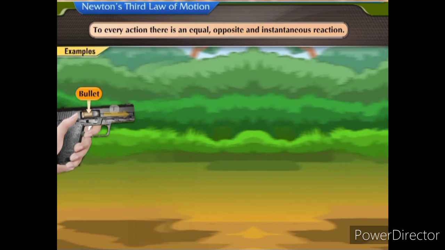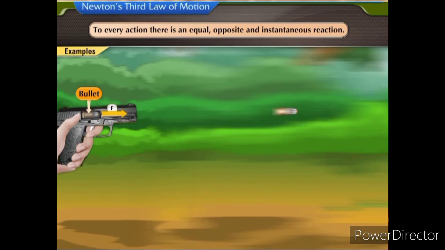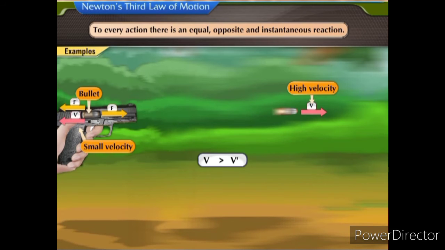When a bullet is fired from a gun, a force is exerted by the gun on the bullet and, therefore, the bullet acquires high velocity. At the same time, the bullet also exerts an equal and opposite force on the gun. This causes the gun to move in the opposite direction with small velocity.